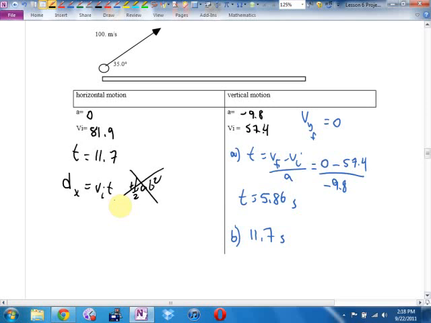The range is going to be initial velocity, 81.9, times 11.7. Well, 80 times 12 would be, 8 times 12 is, can I carry the, I don't know. What is it? 958? Units? Meters.